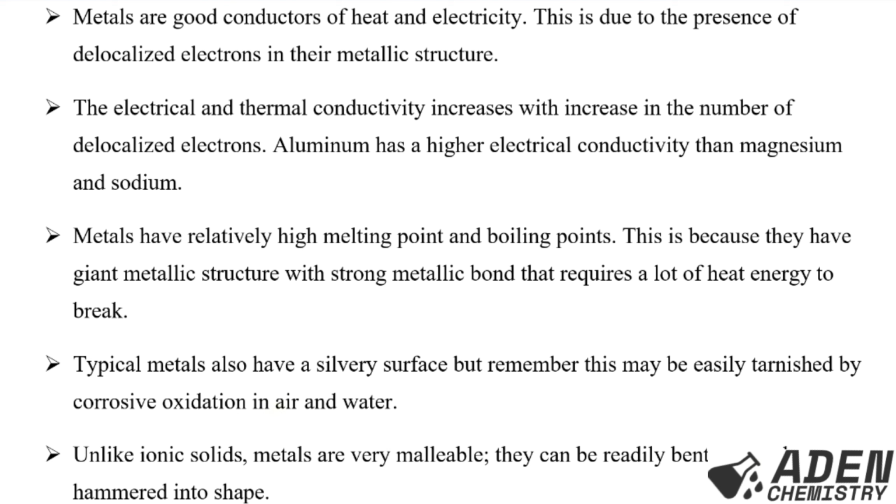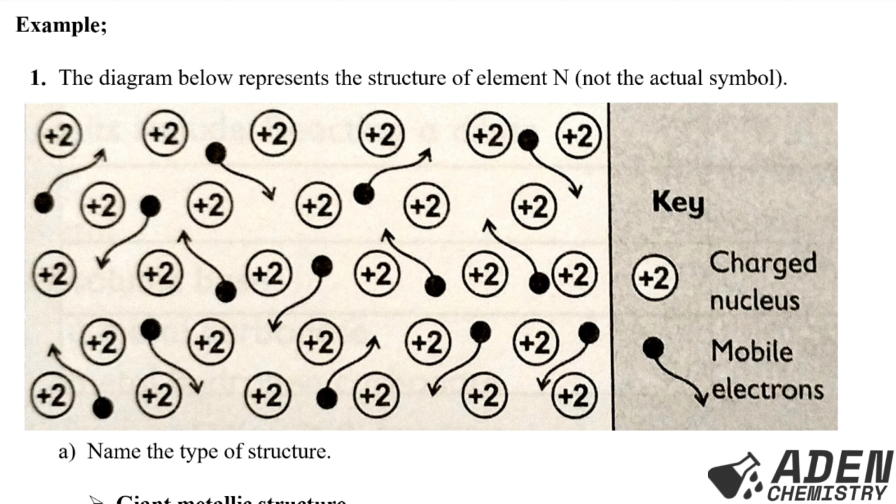Then lastly we are saying unlike ionic solids, metals are very malleable. That means they can be readily bent, or they can be hammered into shapes. So next, let's see this example.